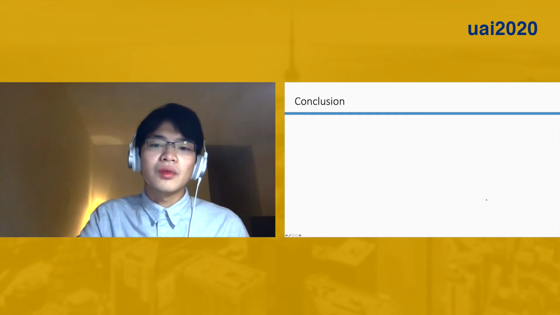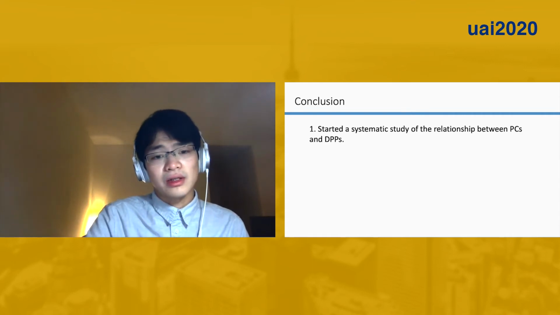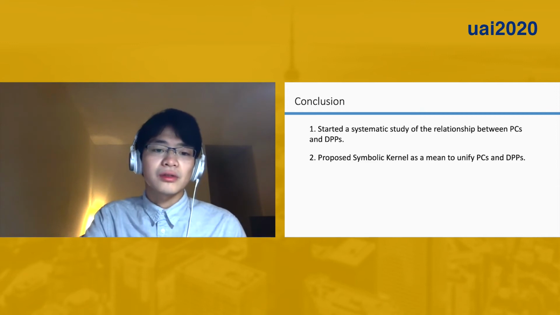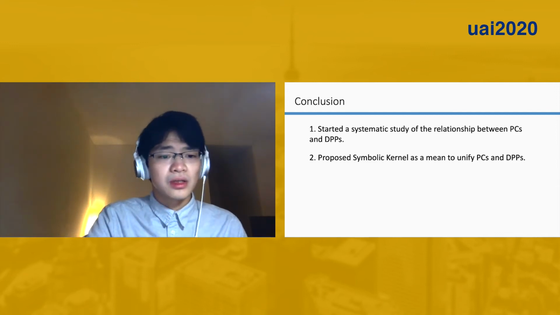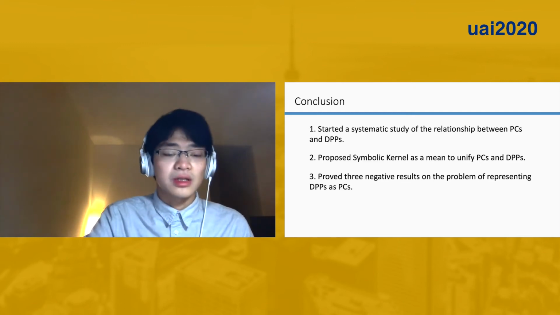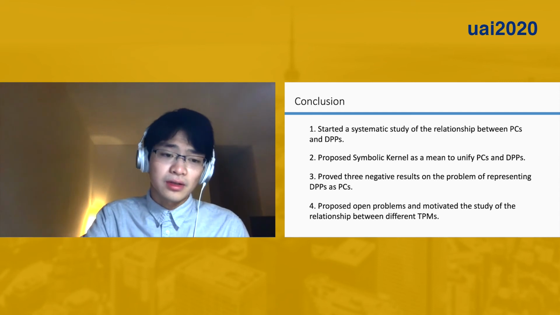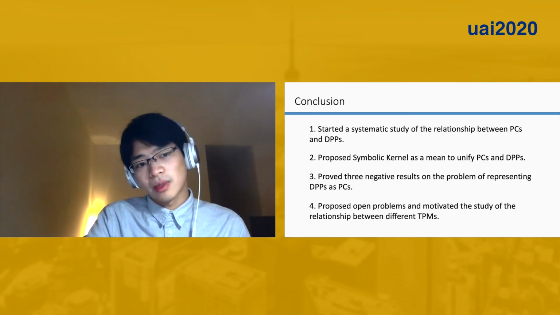All right, so conclusion. What did we do in this project? We started a systematic study of the relationship between PCs and DPPs. We proposed symbolic kernel as a means to unify PCs and DPPs. We proved three negative results on the problem of representing DPPs as PCs. And we proposed several open problems and motivated the study of the relationship between different TPMs.